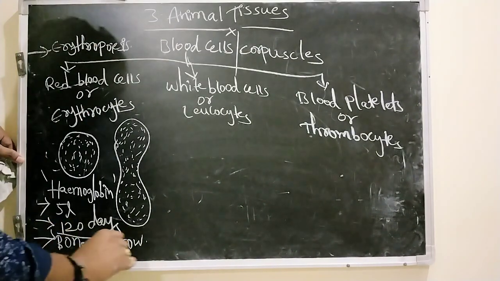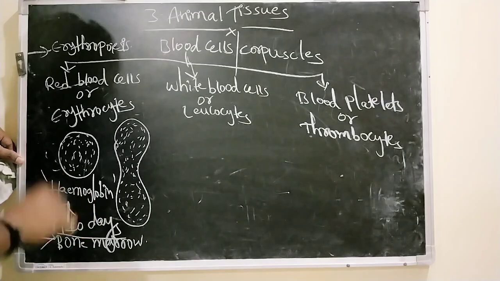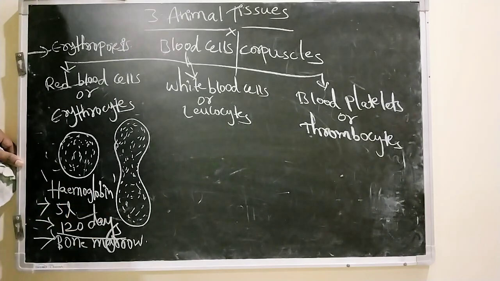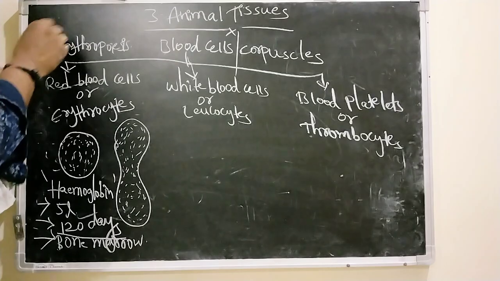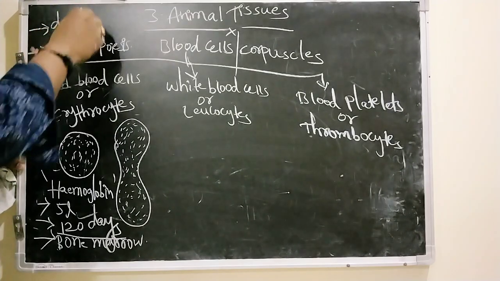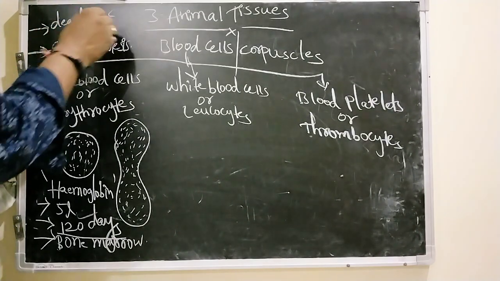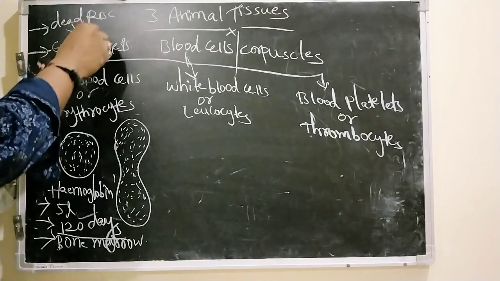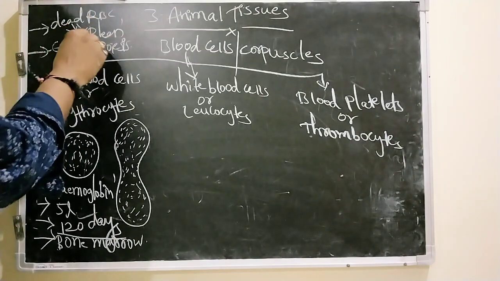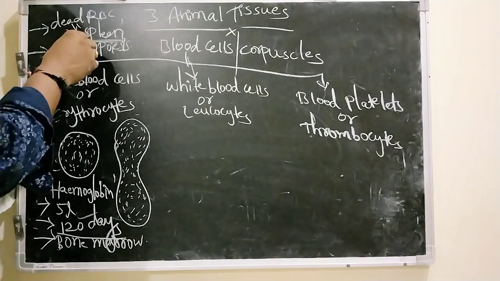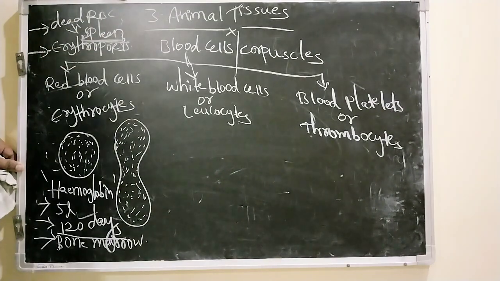So, however many red blood cells die on a day, that many are produced the same day from the bone marrow of longer bones. And the dead RBCs are sent to the spleen. That is why the spleen is called the graveyard of RBC.